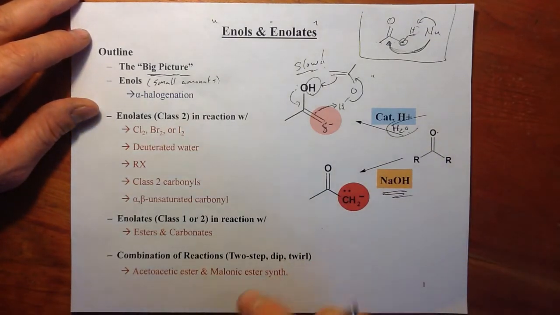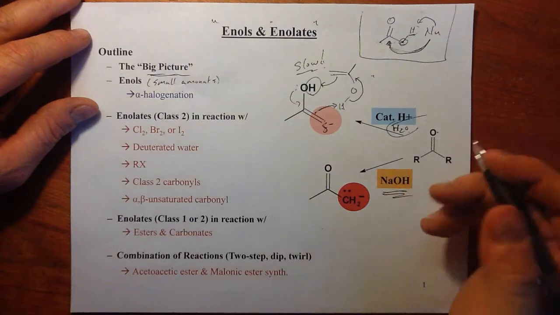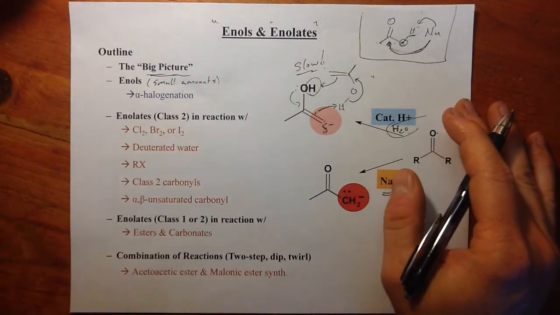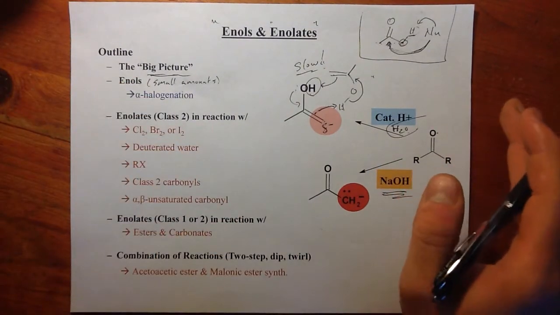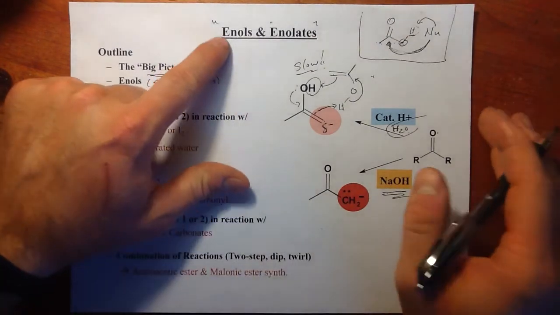If you recognize in your solution a base, you don't want to do enol chemistry. If you have no base present and you're proposing something happening at the alpha position of a ketone or aldehyde, you probably need to go to an enol.